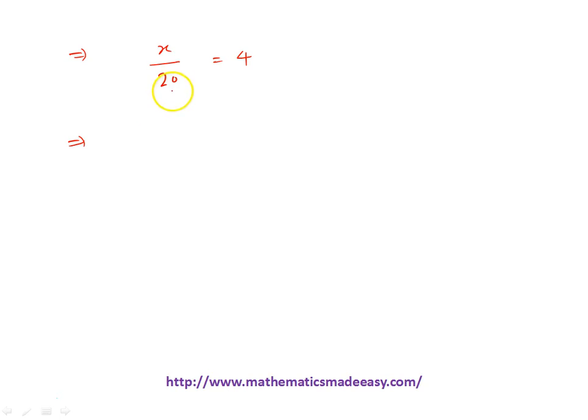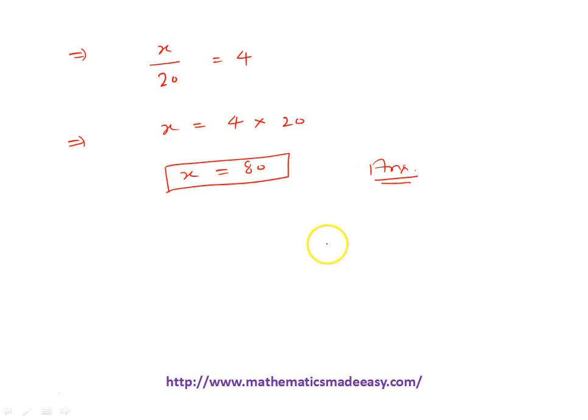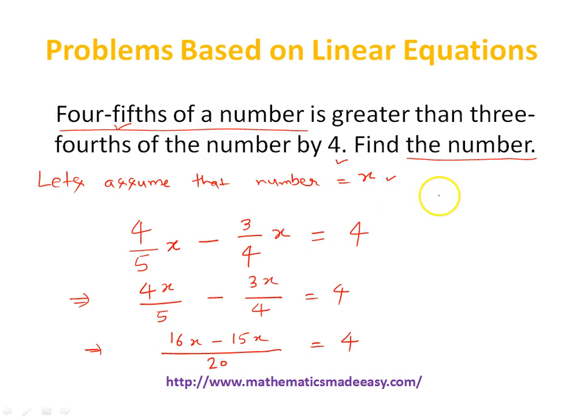So here 20 is in division. If it goes to the right side, it will become multiplication. So it will be 4 into 20. 4 into 20 is how much? 80, right? So x equals 80. This would be the number. This would be the required number which will satisfy the given equation. So this is your answer.